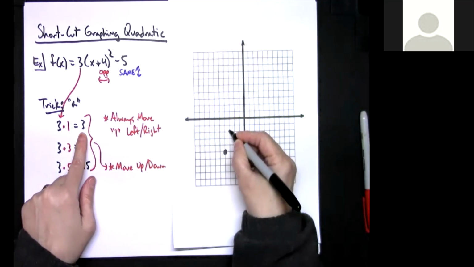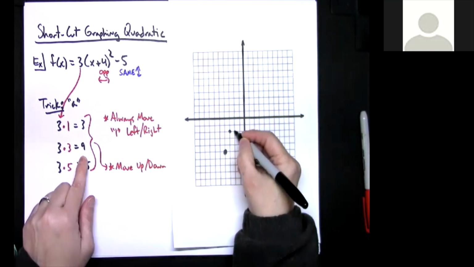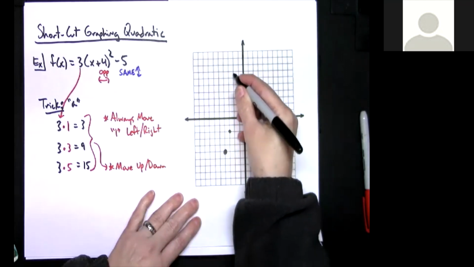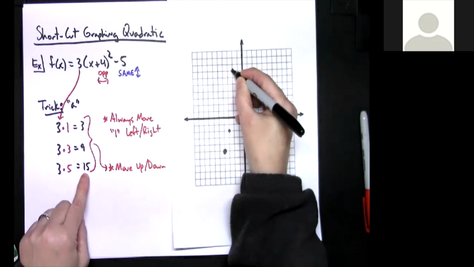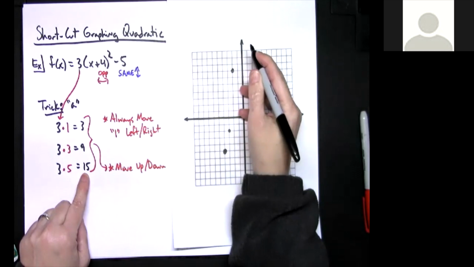I'm going to leave my pencil right there and move to the right 1 because I always go 1 left or right. Then I'm going to go up 9. 1, 2, 3, 4, 5, 6, 7, 8, 9. Now if I could get 15 on my graph paper, I would move 1 to the right and then go up 15. But I'm already off my graph paper, so I don't need this last one.